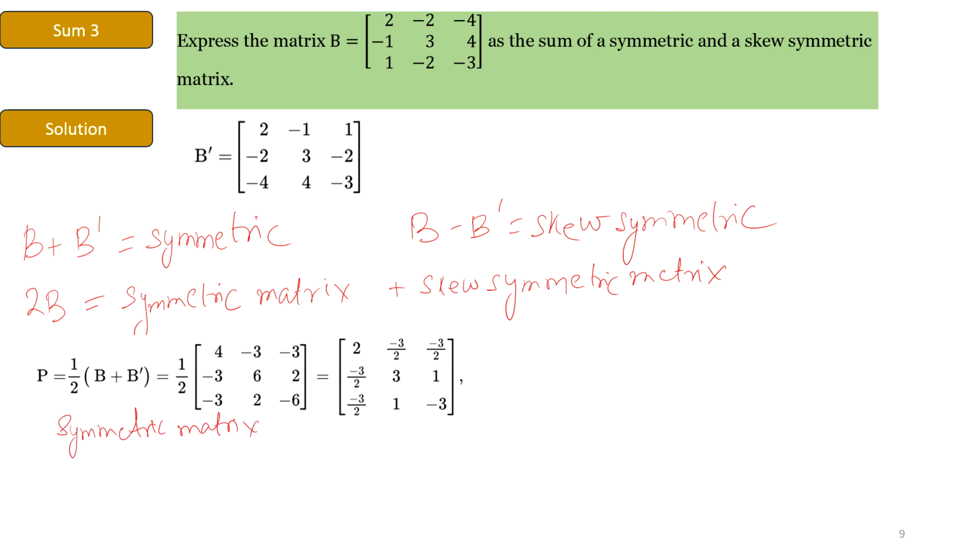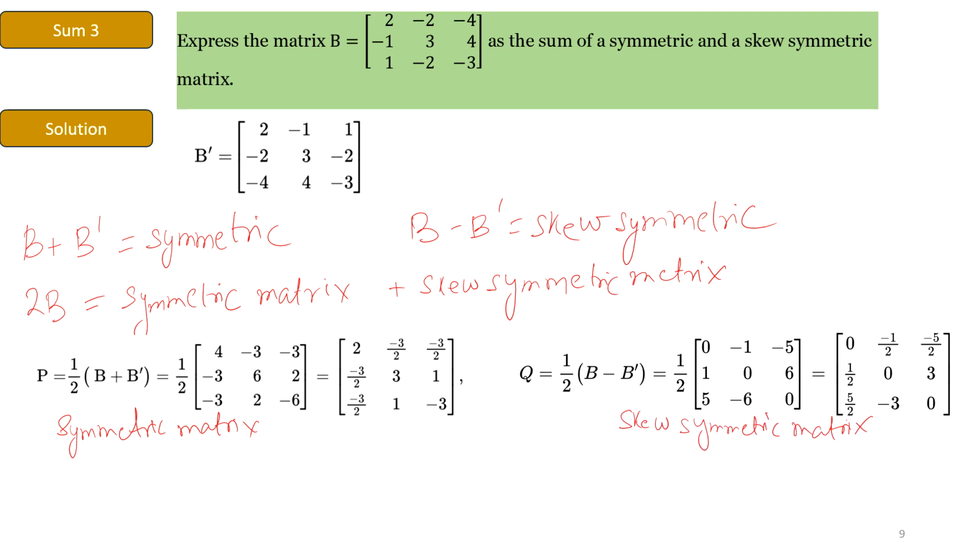We can write P as half the sum of B plus B transpose. P is a symmetric matrix as we have seen that sum of a matrix and its transpose is symmetric. Similarly, we can write Q as half the difference of B and its transpose. Q is skew symmetric as we have seen that difference of a matrix and its transpose is skew symmetric.